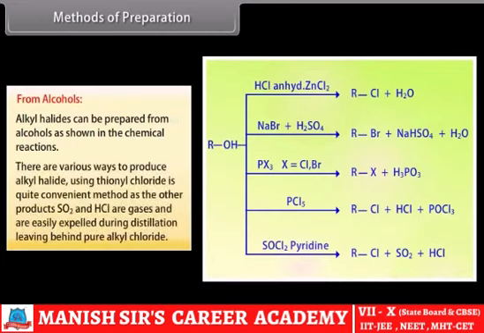There are various ways to produce alkyl halides. Using thionyl chloride is quite a convenient method, as the other products, SO2 and HCl, are gases and are easily expelled during the distillation, leaving behind pure alkyl chloride.